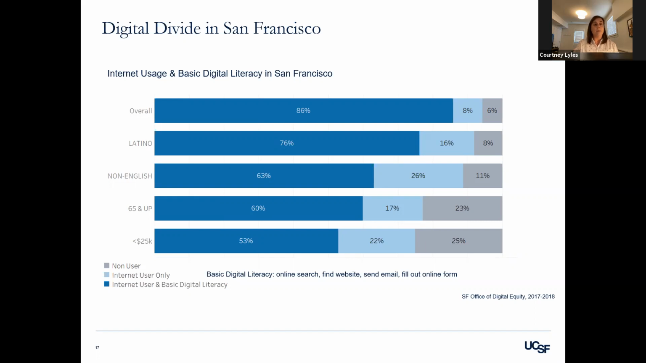And the dark blue bars are people who both are internet users and who have reported that they can do basic digital tasks online. And overall, it's pretty high, over 80% of San Franciscans. But when we look at some of the same groups that in my work, I'm really focused on, non-English speakers, older adults, and low-income San Franciscans, we're really hovering around the 50 to 60% range of individuals who have both of those things. And so I put this here to say that literacy is also a pretty big need, and how to think about embedding literacy when introducing a new modality.